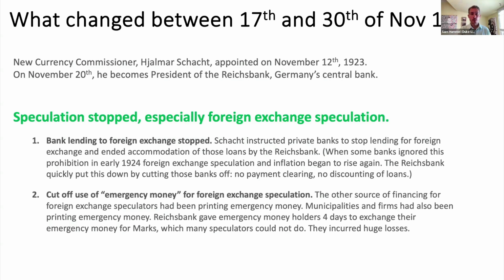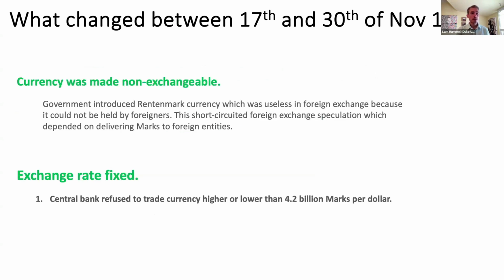They cut off something called emergency money, which was being used as a source of financing for foreign exchange speculation. And currency was made non-exchangeable. And the way they did this is essentially what's called a capital control, kind of by a roundabout way. The government issued a new currency called the Rentenmark, which was useless in foreign exchange. It was by design useless for foreign exchange. It could not be held by foreigners. And so this short-circuited the foreign exchange speculation, which depended on being able to deliver marks to foreign entities.